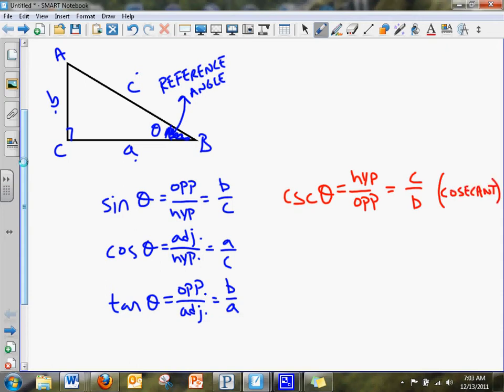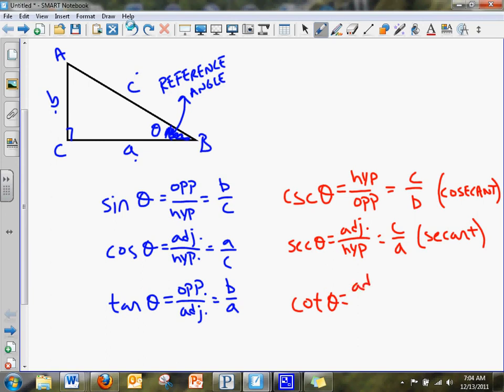Cosecant. Alright, the reciprocal of cosine is secant, which is going to be hypotenuse over adjacent. If I just flip it over, it'll be C over A. And we call that secant. And then the last one is tangent. I'm sorry, that's not right. As I was looking at it, I said. The reciprocal of tangent is cotangent of theta. So the reciprocal is going to be adjacent over opposite. I'm just flipping it over. And A over B. So that's called cotangent.